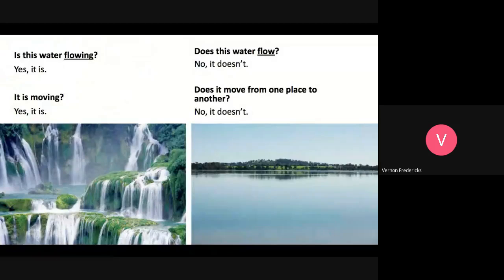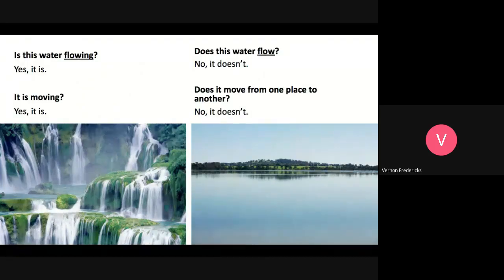Okay, flowing is the vocab word that we're going to use. Flow. So what does water that flows mean? It means the water is moving from one point to another point. Picture number 1. Is this water flowing? Yes, it is. Is it moving? Yes, it is. Okay, picture number 2. Does this water flow? No, it doesn't. Does it move from one place to another?